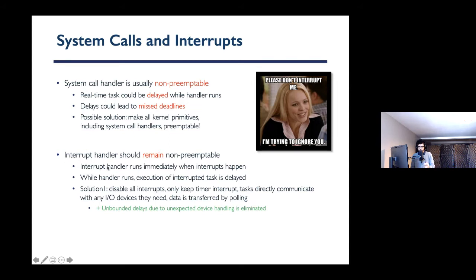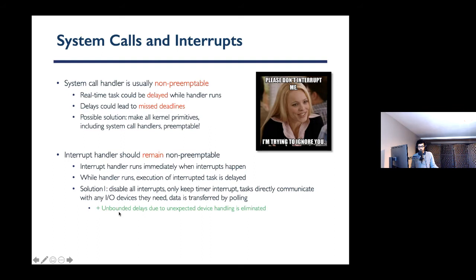Now, you still want to communicate with your I/O devices. Well, do that by polling. So don't do it with interrupts. Just any task that wants to communicate with the keyboard, it starts polling on the keyboard. If you want to use your mouse, you poll on your mouse. If you want to do networking, you poll on your network card. Okay, so this is one solution.